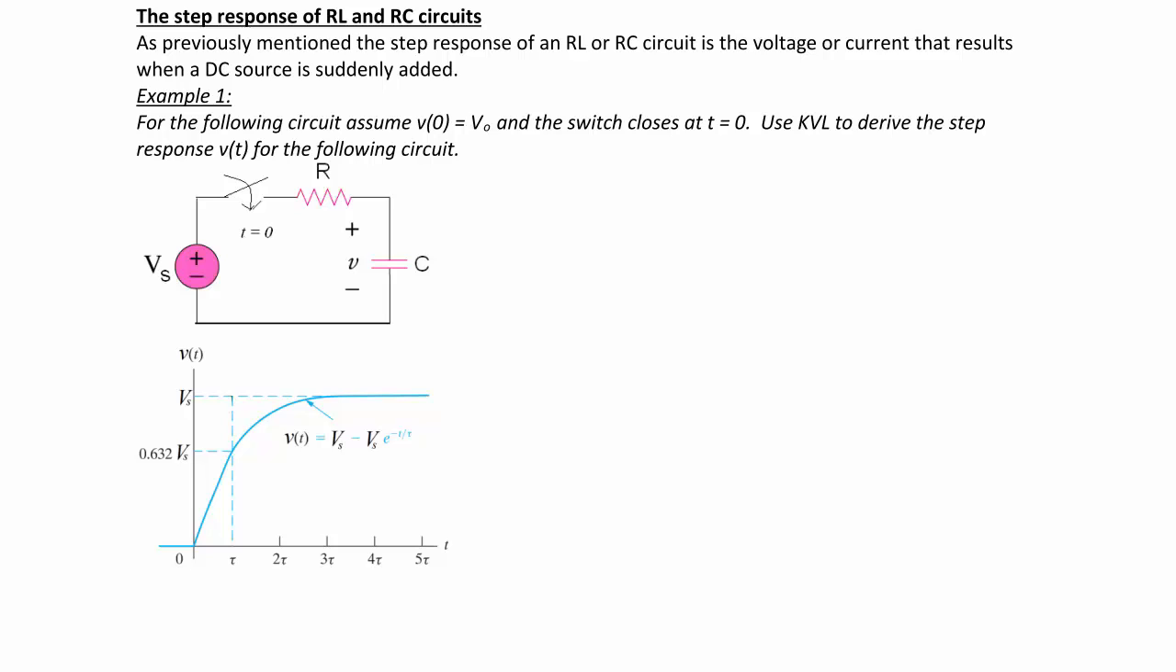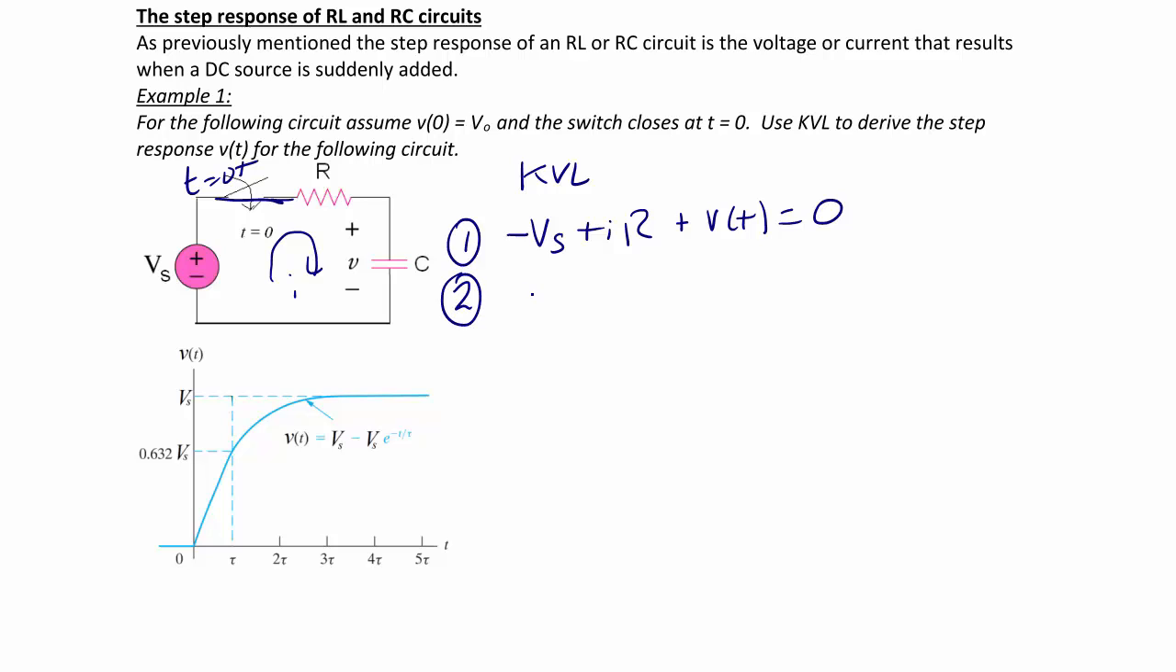So to solve this problem, the first thing we're going to do is to write the KVL equation after the switch closes. So now we will assume that we're at t equals 0 plus and the switch is closed. So the KVL equation is negative Vs, and we'll assume a clockwise current I, plus I times R, plus V of t, the voltage across the capacitor, is equal to 0. That's our first equation. Our second equation is that the current through the capacitor can be written as I of t equals C dV of t dt.